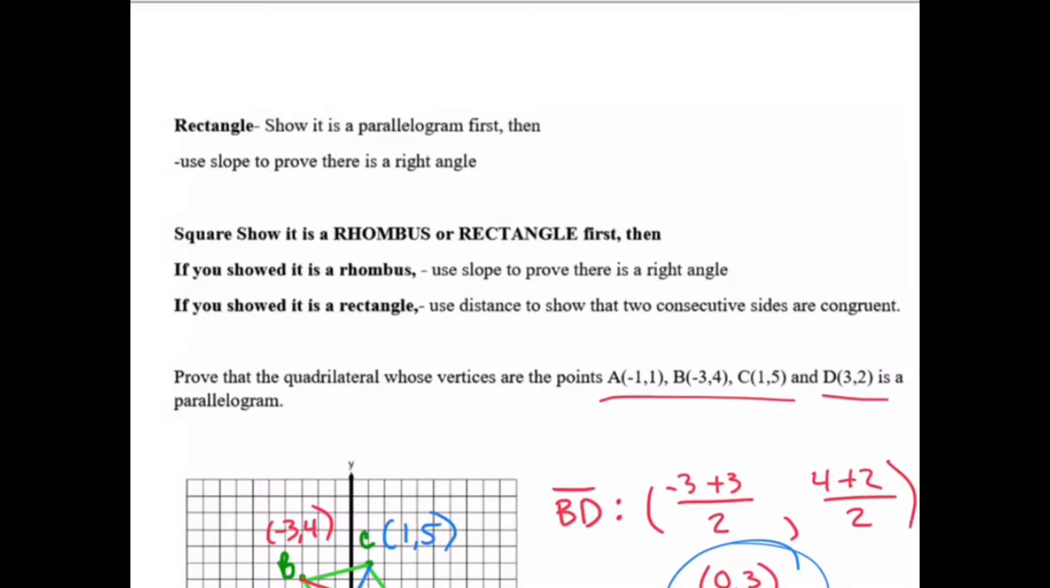So we'll go over that more when we get to a square proof, but for now, let's worry about rectangles, and we need to show it's a parallelogram by any of the means possible, and then use slope to prove that it is a right angle, okay? That there is a right angle.